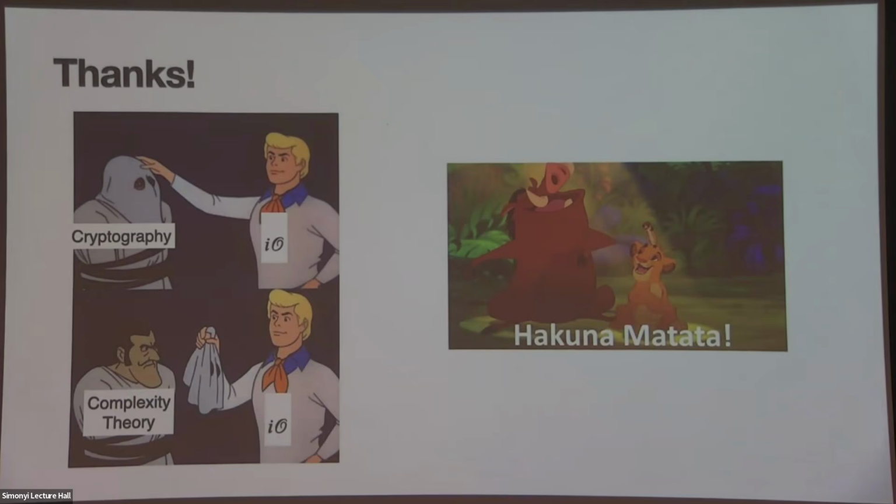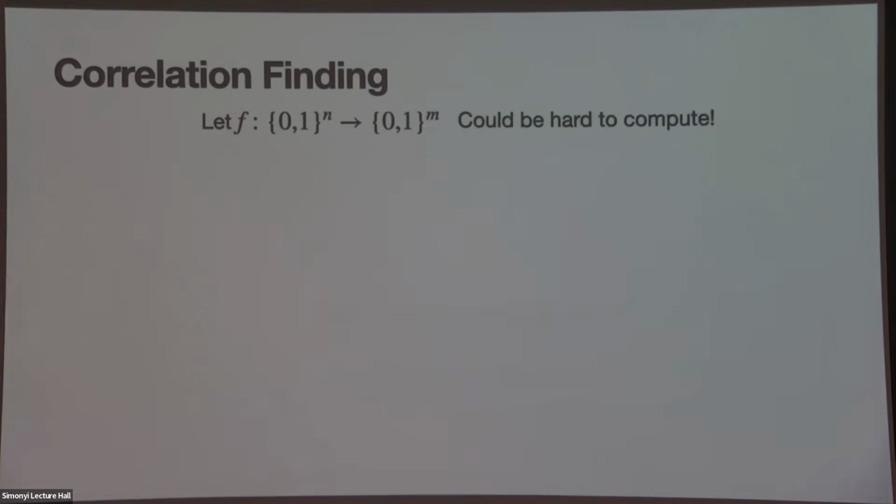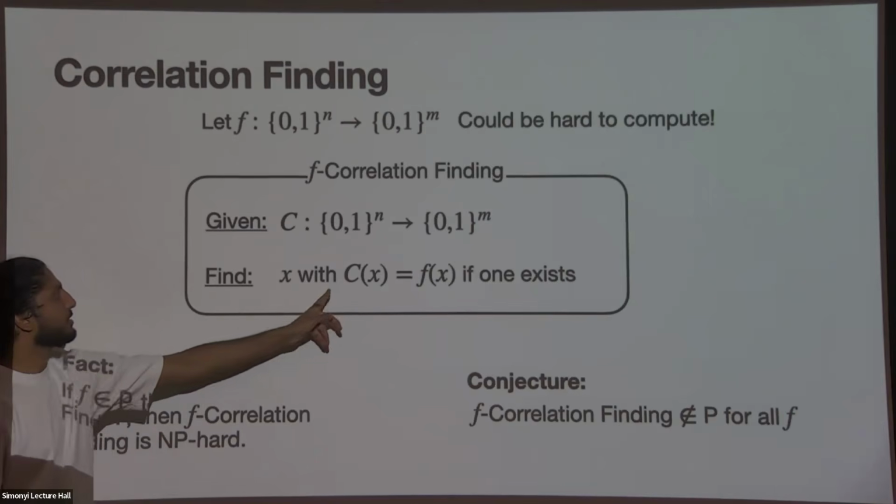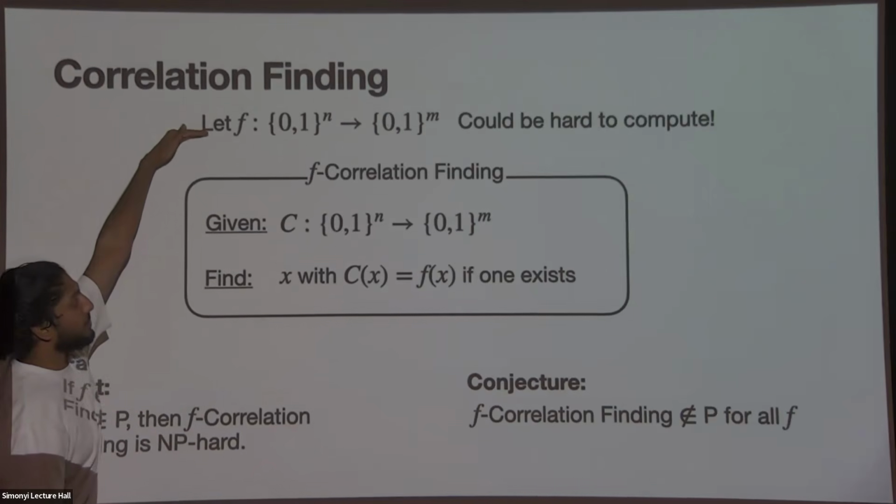Questions, comments? What's the last slide about correlation? You're just asking to find the name. It's like intersection or something. It just matches. What you'll get on the crypto side is something called a correlation tracker. Sorry, you're given C, so f is fixed. Yeah, f is fixed.